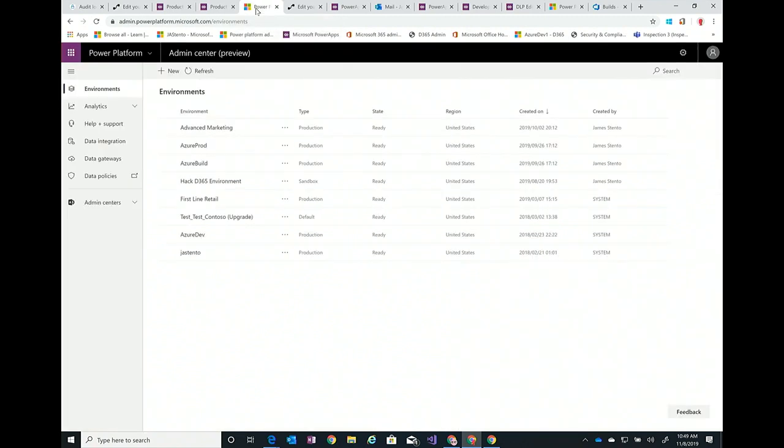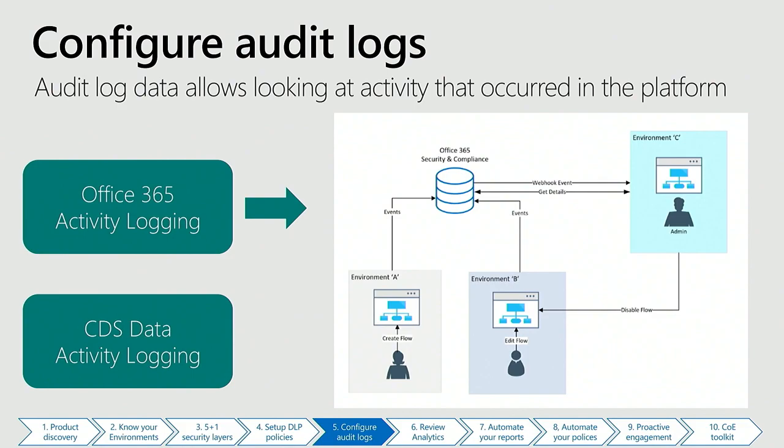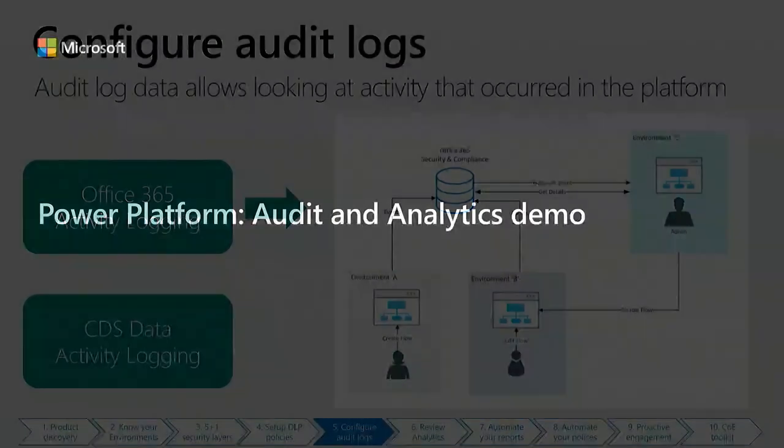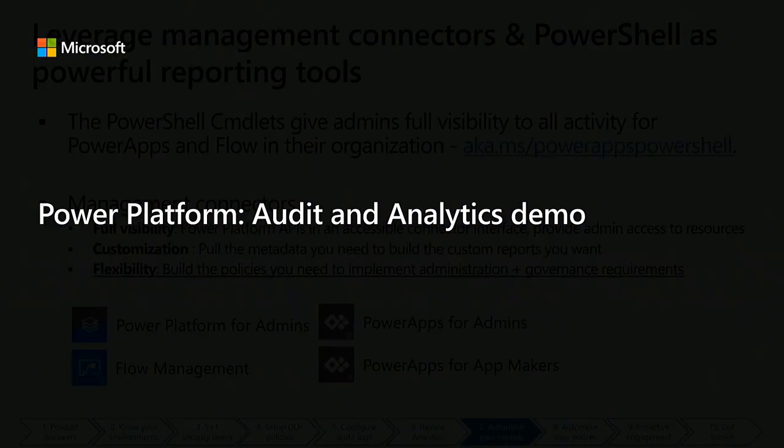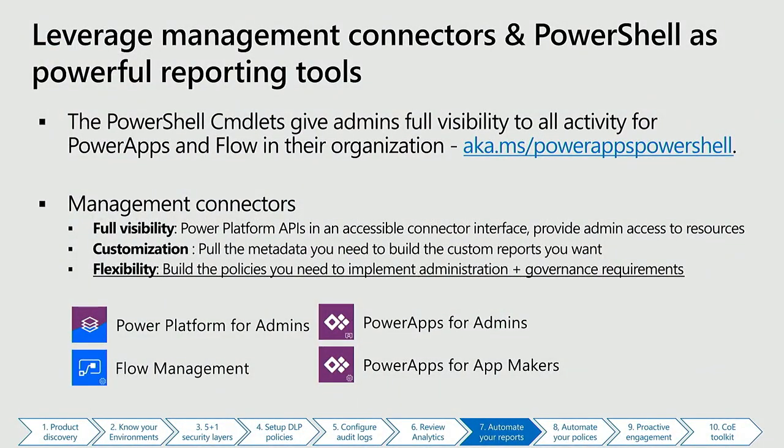So that was around monitoring. Let me switch back to the slides here a second. And we talked about the Office 365 audit log, the activity log. One of the other things that helps us from a monitoring standpoint are what we call admin connectors. We have a bunch of administrative capabilities that are built into Power Platform that we've exposed through connectors that you can utilize in Power Apps and Flow.